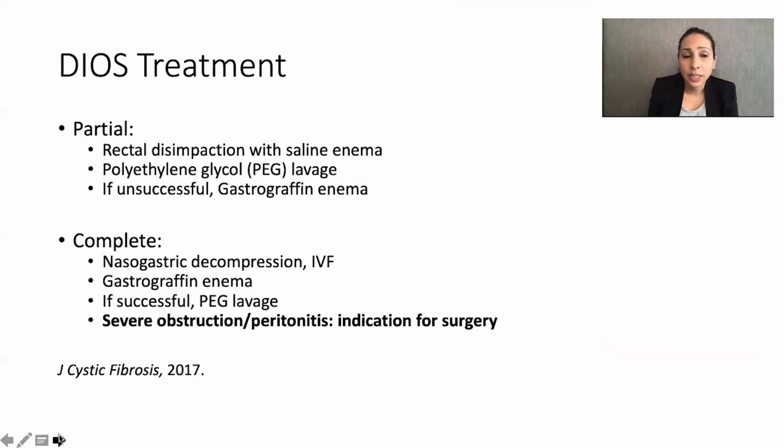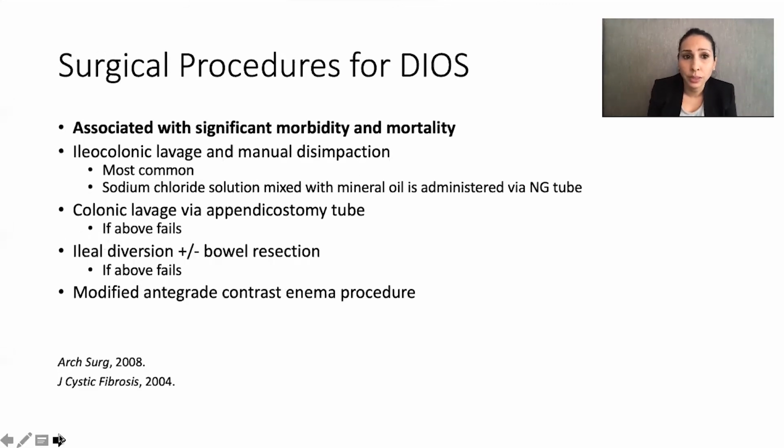Treatment for DIOS again involves classification as partial versus complete. For partial DIOS, there would be rectal disimpaction with a saline enema, lavage with polyethylene glycol, often with a nasogastric tube. If unsuccessful, a gastrographin enema can be performed. For complete DIOS, nasogastric decompression and IV fluids would be initiated for stabilization. A gastrographin enema would be given, and if successful, you then follow that with a PEG lavage. And for severe obstruction or peritonitis, this is an indication for surgery.